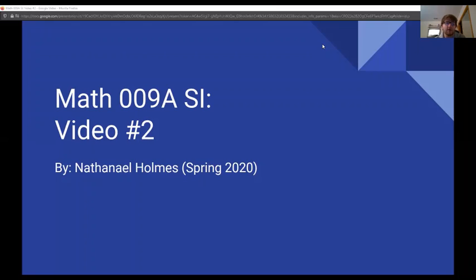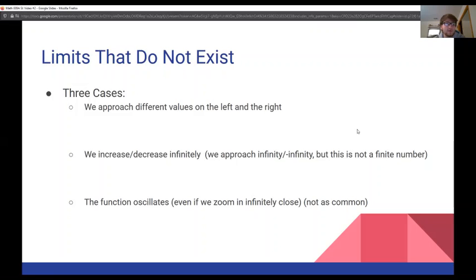Today we're going to be going over a little bit more over limits, and we're going to be looking at the definition of the derivative. So let's go ahead. First off, we have limits that do not exist, and there's three different cases that this can be. Either we're approaching different values from the left and the right, we increase or decrease infinitely, meaning that we're either approaching infinity or negative infinity, or the function is oscillating even if we zoom infinitely close.